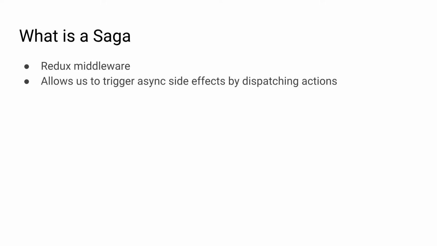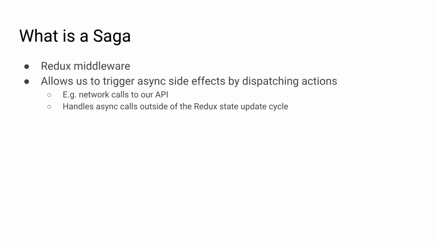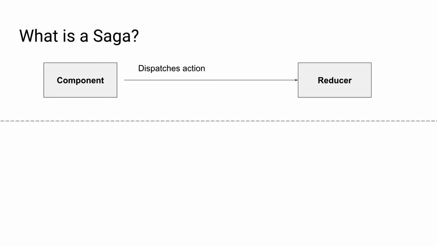So what is a Saga? It's Redux middleware. It allows us to trigger asynchronous side effects by dispatching actions outside of this cycle. The main thing, for example, is network calls to our API. So here's an example of how that works.